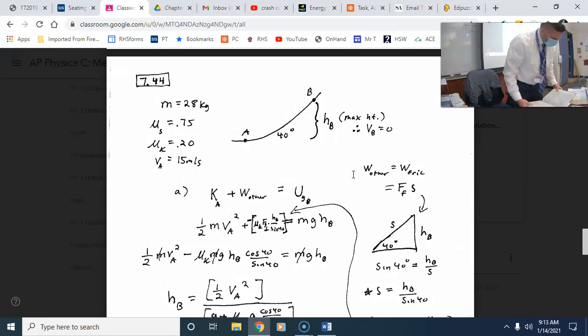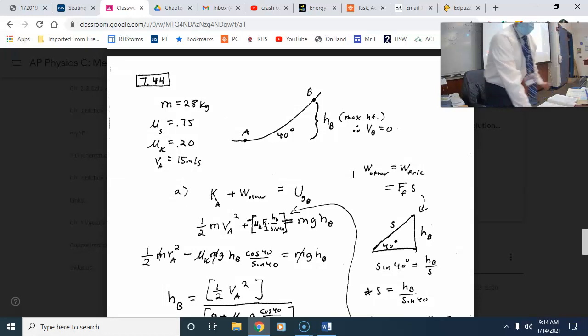Alright, this one said, up and down a hill. A 28-kilogram rock approaches the foot of a hill with a speed of 15 meters per second. This hill slopes upward at a constant angle of 40 degrees above the horizontal. The coefficients of static and kinetic friction between the hill and the rock are 0.75 and 0.2 respectively. Use energy conservation to find the maximum height above the foot of the hill reached by the rock.